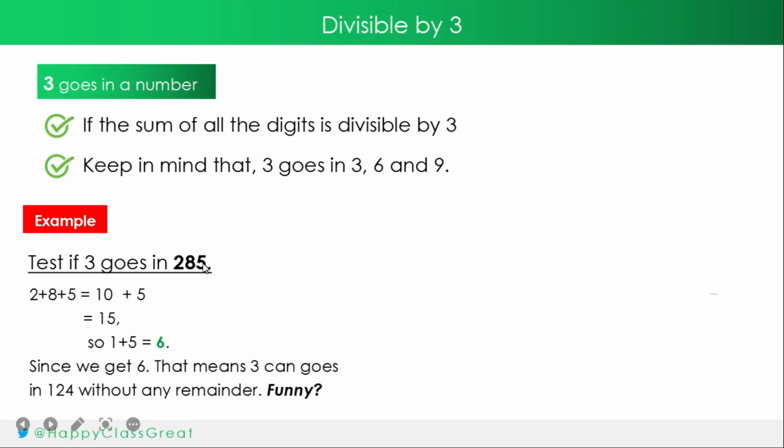I know this might be funny, but don't worry. And 3 goes in 285 is 95. You understand? That means if you divide 285 by 3, you are going to get 95. Sorry, 285 divided by 3 is 95. And let's test if 3 can go in 889.